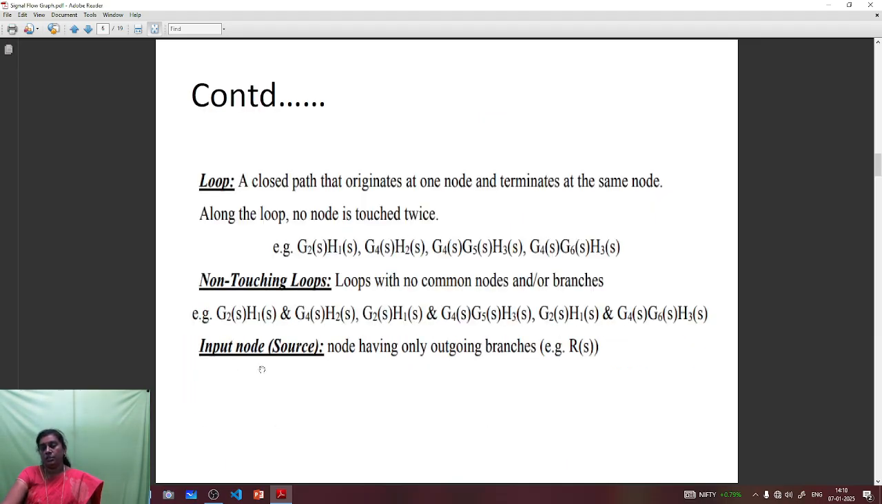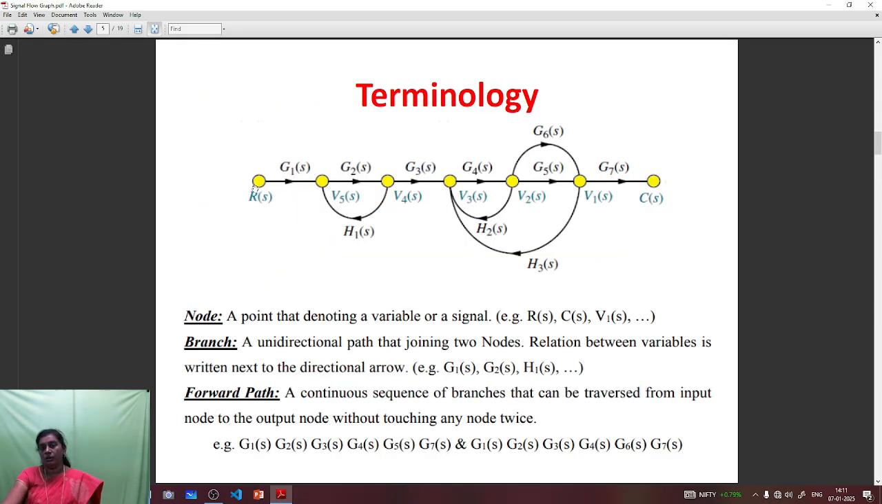And the next one is input node, or you can call it a source. An input node is a node having only outgoing branches. See here, R of S is called the input node because it has only outgoing branches, not an incoming branch. So R of S is considered as an input node.